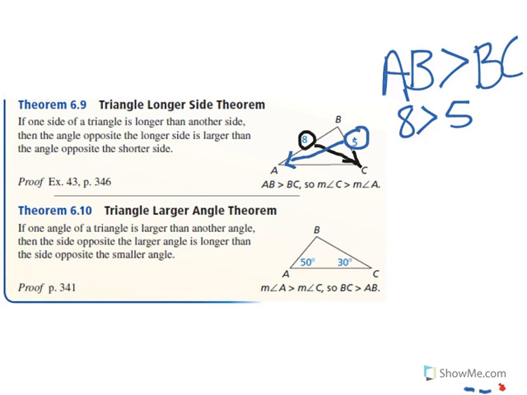So that works with our sides. Now let's think about our angles in the same concept. Which one goes with our 8? That would be angle C. And we know that the 8 is larger, so angle C would be greater than, which one goes with our 5? Angle A.